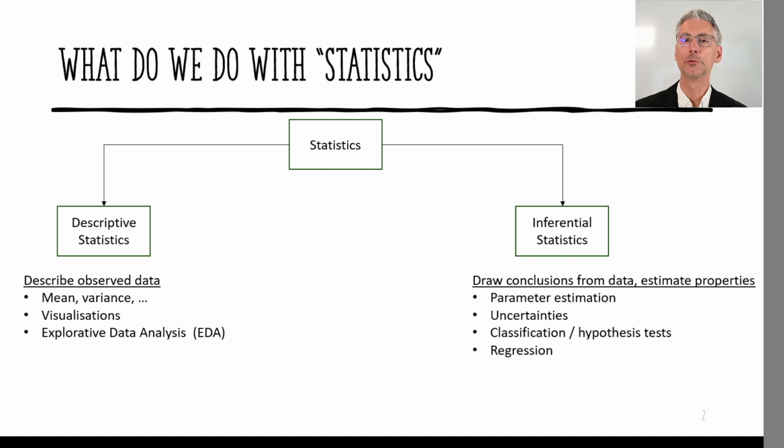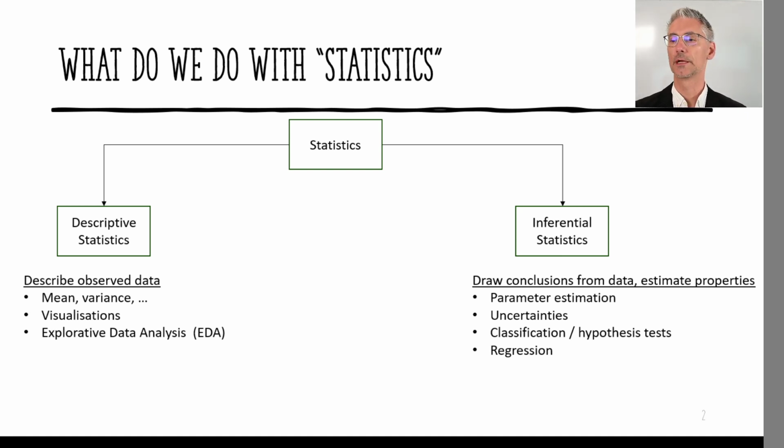So what do we do with statistics? Statistics can be roughly divided in two groups. Of course there are many subtleties, but we can divide statistics in the field of descriptive statistics and inferential statistics. Descriptive statistics describes observed data. For example, we can use the mean, the variance and other metrics. We can make visualizations and also related is exploratory data analysis, where we try to understand more about the data.